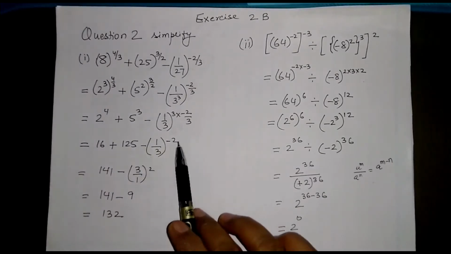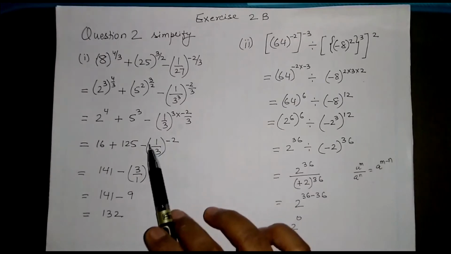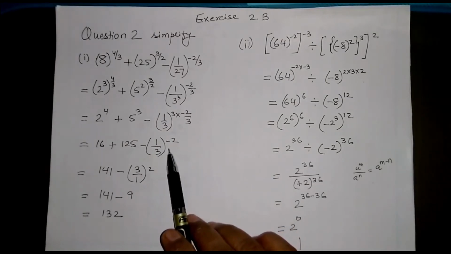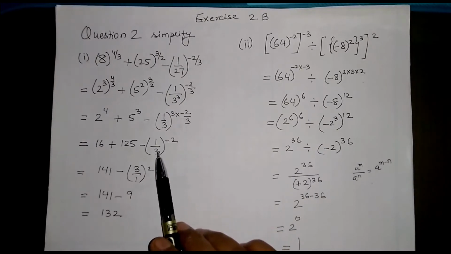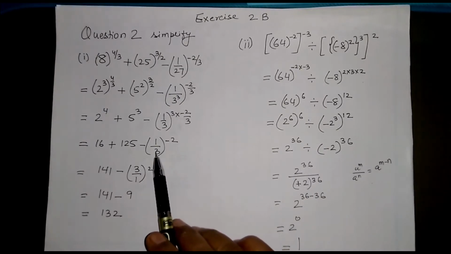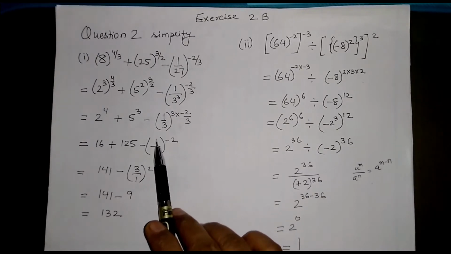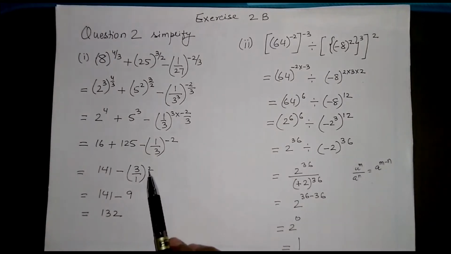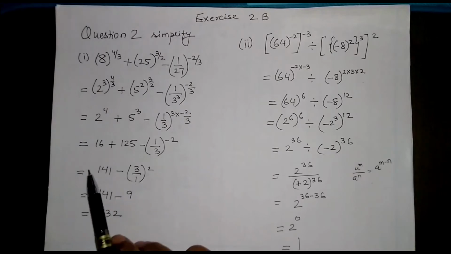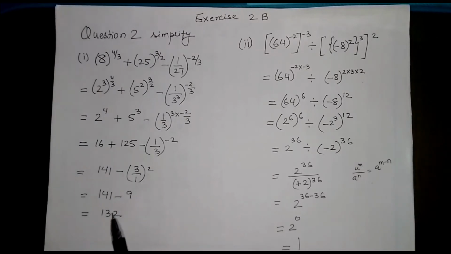Now what to do with this? Do you remember what we had done in earlier sessions? This negative power has to be converted to positive by writing the reciprocal of 1 upon 3. And the reciprocal of 1 upon 3 is 3 by 1. So we have 3 square here, and 141 minus 9 will give us the answer 132.